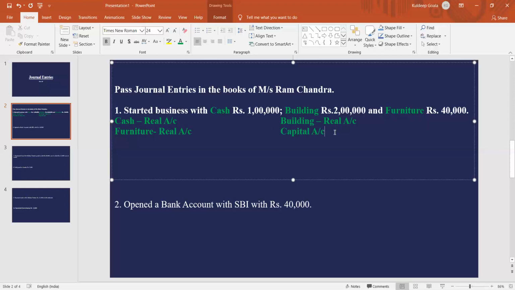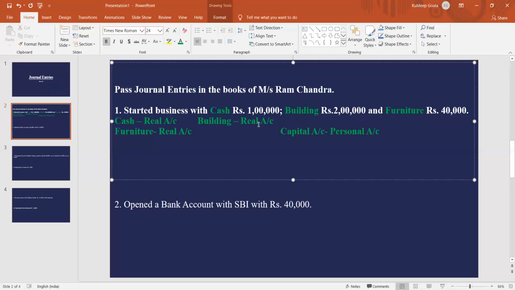Now capital. We all know capital is a personal account because it is relating to the owner's account. So capital is a personal account. Okay, first we have read the transaction. Second, we have found out the items. Third, we have found out the group of the particular account. Now, after the third step, what we are going to do is find out the rule of that particular account.